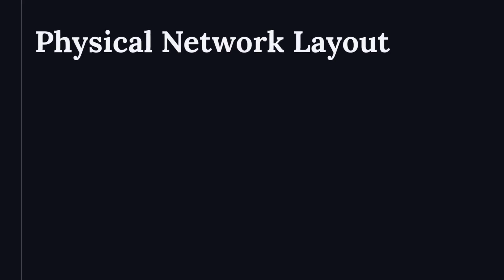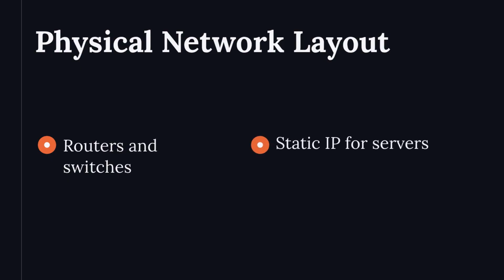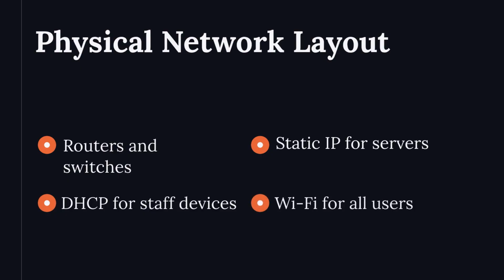The physical layout includes routers, switches, and access points. Static IPs are used for servers. DHCP assigns IPs to staff devices. Wi-Fi access points serve both staff and guests. The layout ensures efficient data flow and connectivity.